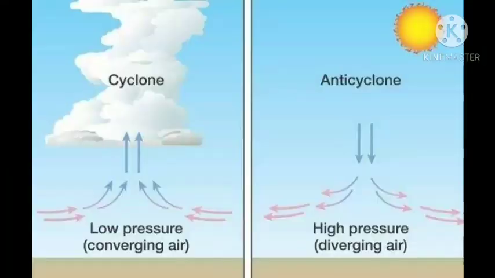While an anticyclone is a system of winds that rotates around a center of high atmospheric pressure, and it is formed by the air diverging at the surface. This time, the air is pushed down to the earth and makes the air pressure greater.